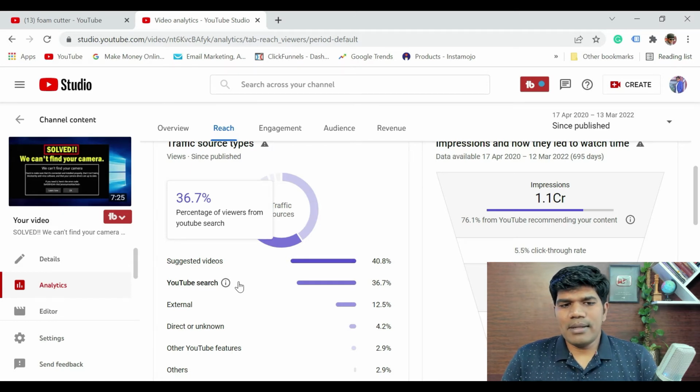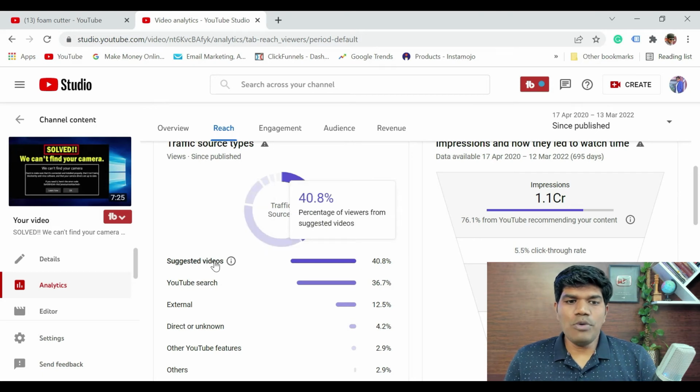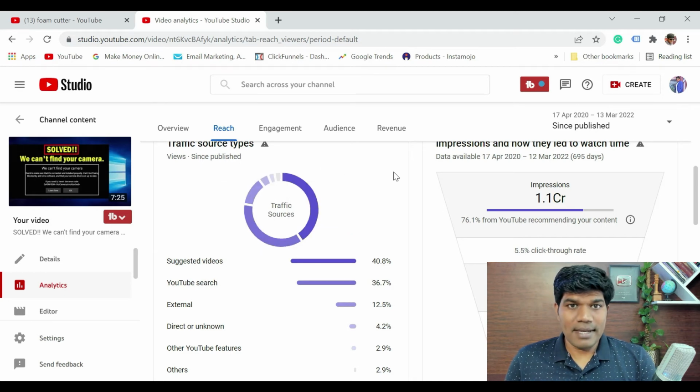Now say for example, they searched and landed on some other video on a similar topic, but they were not able to fix that issue. In that case, YouTube suggested my video, correct? So that's where 40% of the traffic is coming from suggested videos. Because these two are really high, that's the reason why this video is performing really well.